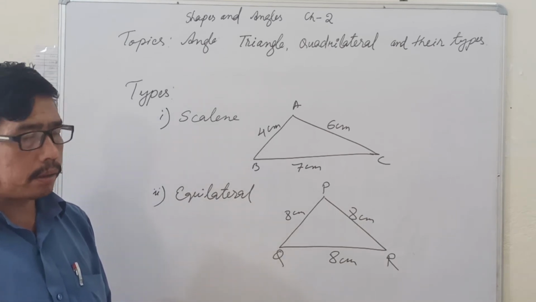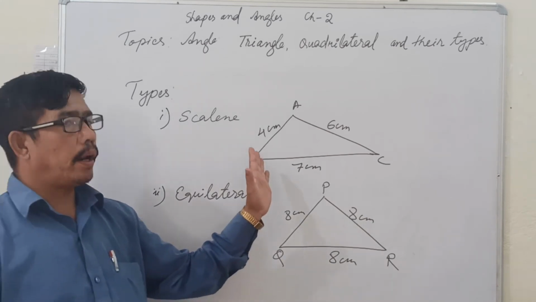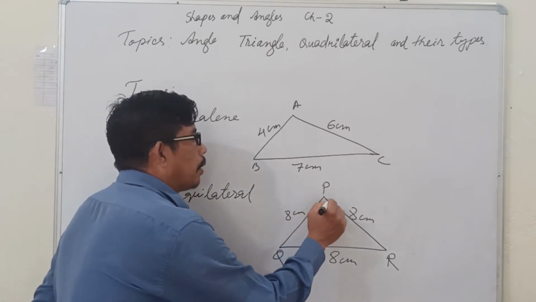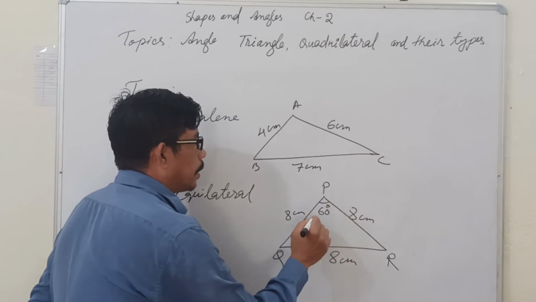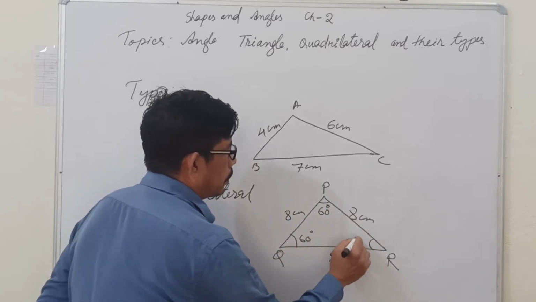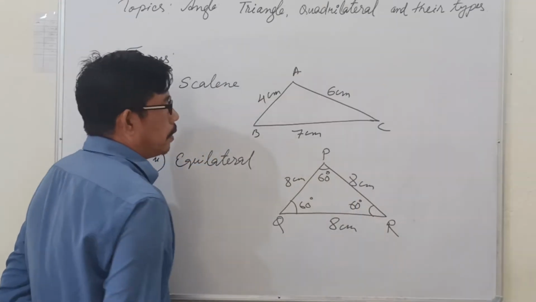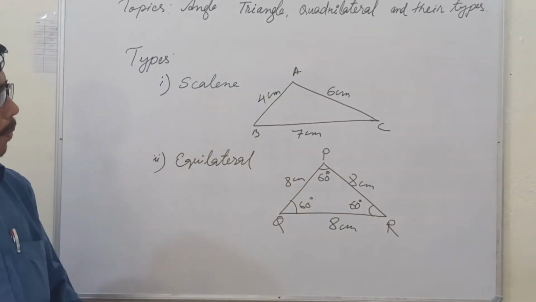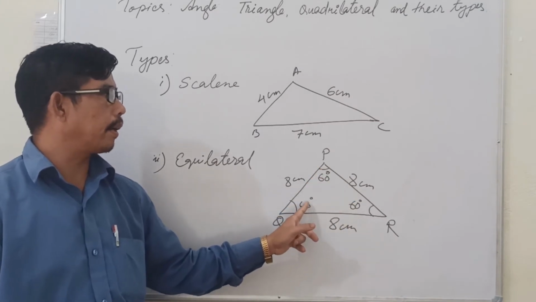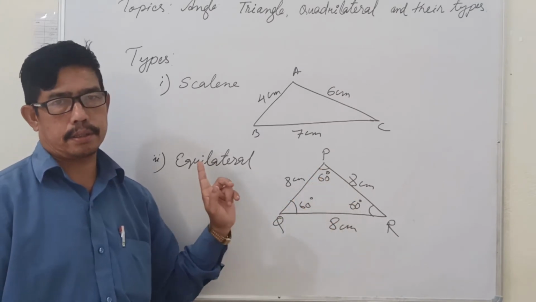And one thing to be noted is that for an equilateral triangle, all the angles are also the same. So every angle will have a measure of 60 degrees. This is one of the main important properties of an equilateral triangle. That is, all the angles will be the same: 60 degrees, 60 degrees.